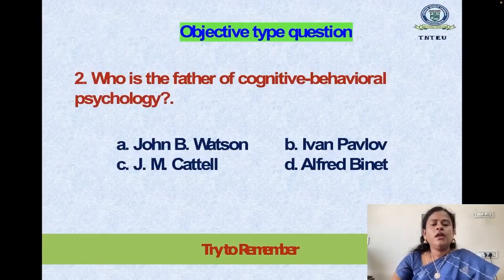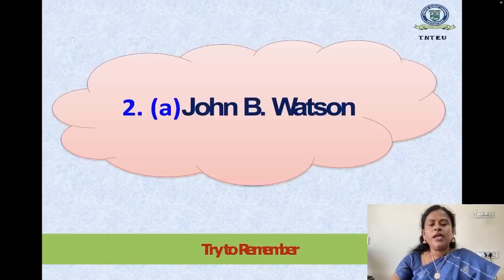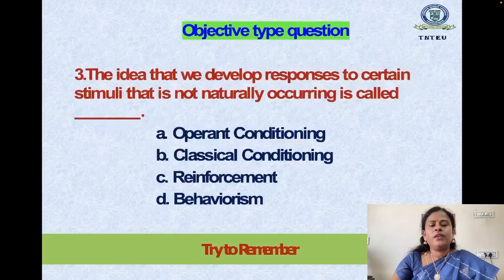Next question. Who is the father of cognitive behavioral psychology? Options: Option A John B. Watson, Option B Ivan Pavlov, Option C J.M. Cattell, Option D Alfred Binet. Try to remember. The answer is Option A John B. Watson.